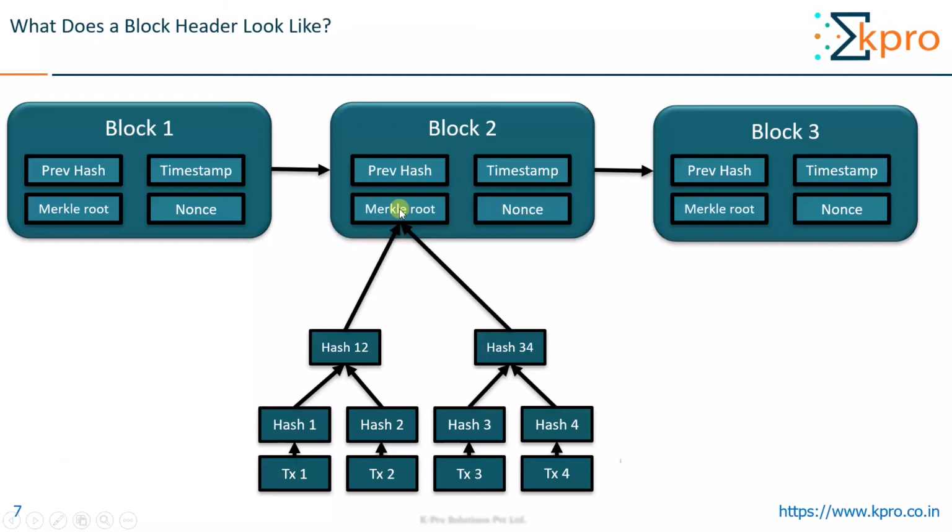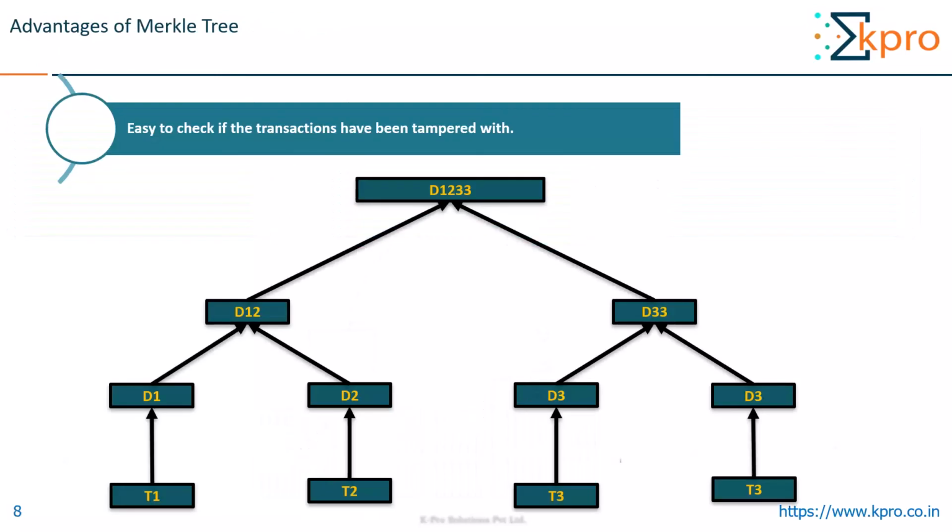So once this Merkle root is obtained, this is combined with other information like the previous hash, timestamp, nonce, version number, difficulty, etc. to get the block's unique hash. So this is basically what the block header looks like, and this is how we get the block's unique hash. Next let us see a few advantages of the Merkle tree.